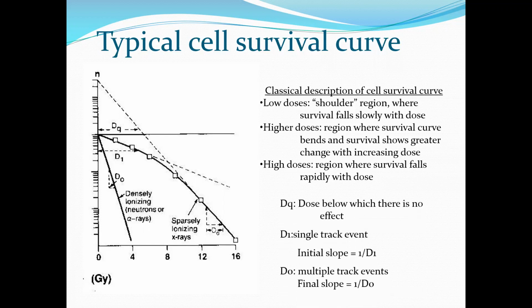Okay, now these are the terms. Dq. This is one model of explaining the cell survival curve. Dq is a dose below which there is no effect. So usually it represents the initial shoulder. Means this Dq represents the maximum permissible dose limits, which are defined by various regulatory bodies for safe radiation.